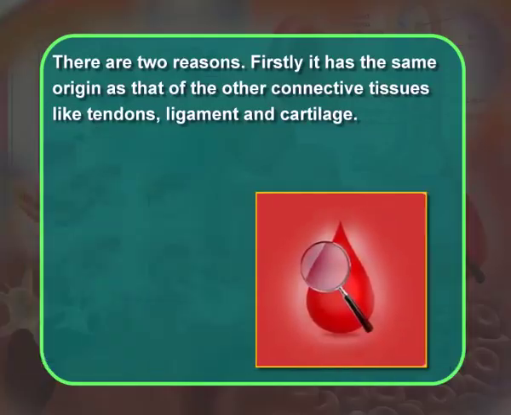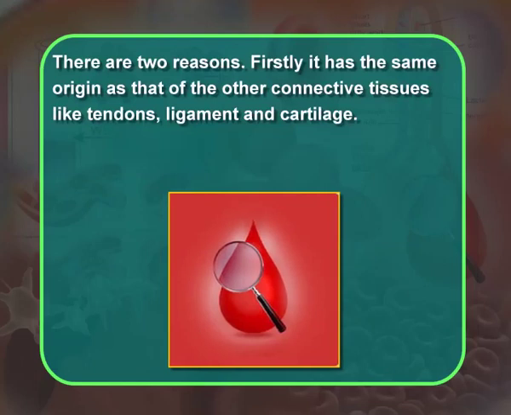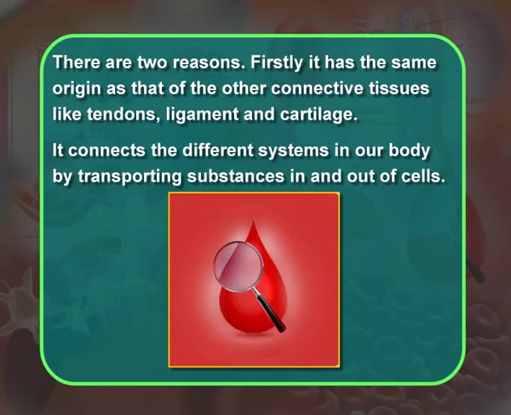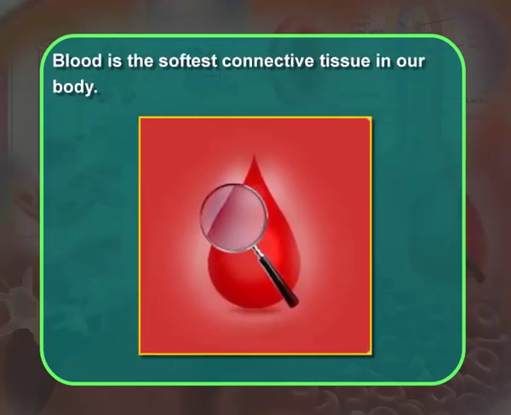Now do you think blood is a type of tissue? Yes, students. Despite being fluid in nature, blood is a connective tissue. You must be wondering, why is it called a tissue? There are two reasons. Firstly, it has the same origin as that of the other connective tissues like tendons, ligaments and cartilage. And secondly, it connects the different systems in our body by transporting substances in and out of cells. So, blood is the softest connective tissue in our body.